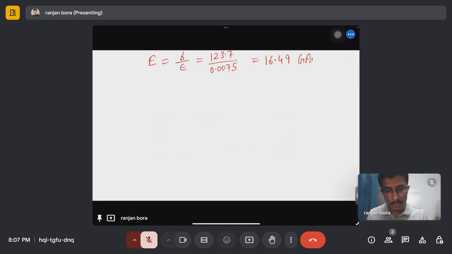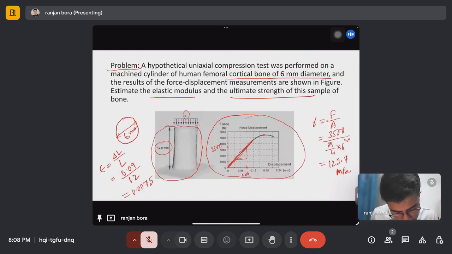So we have found the Young's modulus or elastic modulus. Next, we need to find the ultimate strength, and to find the ultimate strength, we need the mean stress corresponding to this point is the ultimate strength. So it is around 5400 Newton.